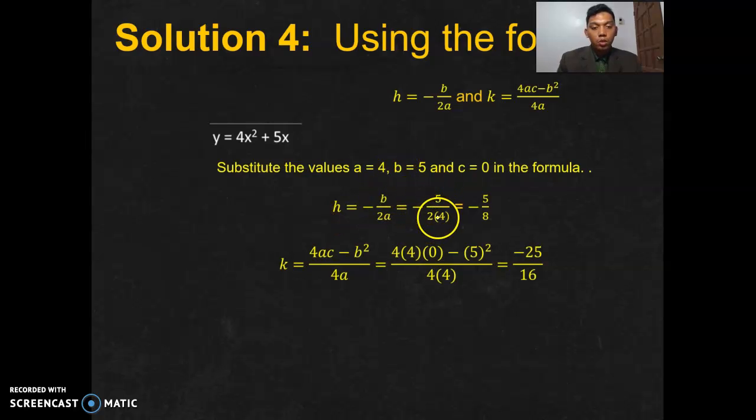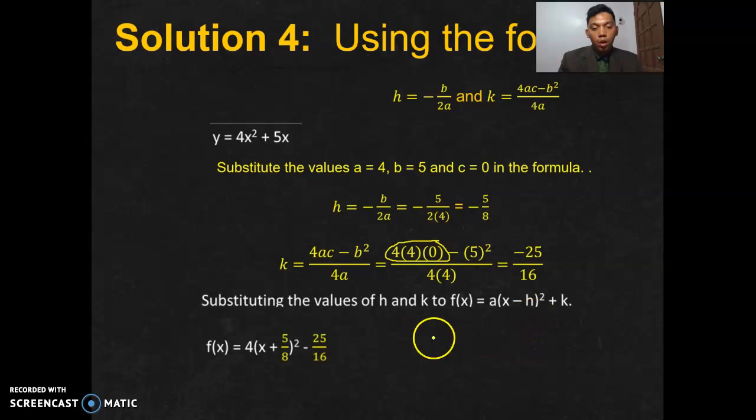Negative 5 over 2 times 4, that's negative 5 over 8. Then here, 4 times 4 times 0 minus 5 squared. This is actually 0. So we proceed to negative 25 over 4 times 4, which is 16. So our h is negative 5 over 8 and k is equal to negative 25 over 16.